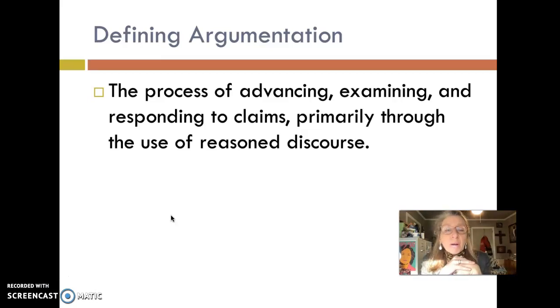Reason means we're using our minds and our emotions are second. I am not going to be the person that says argumentation wouldn't use our emotions at all. That's not really true. We are emotional beings. That's not going to come from me. But I will say that it is through reasoned discourse. So the point is to use our critical thinking skills before our emotions. Okay, let's move on.